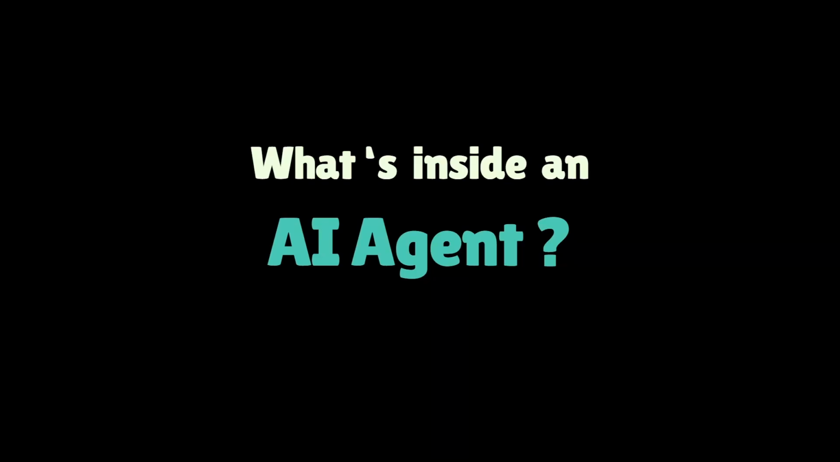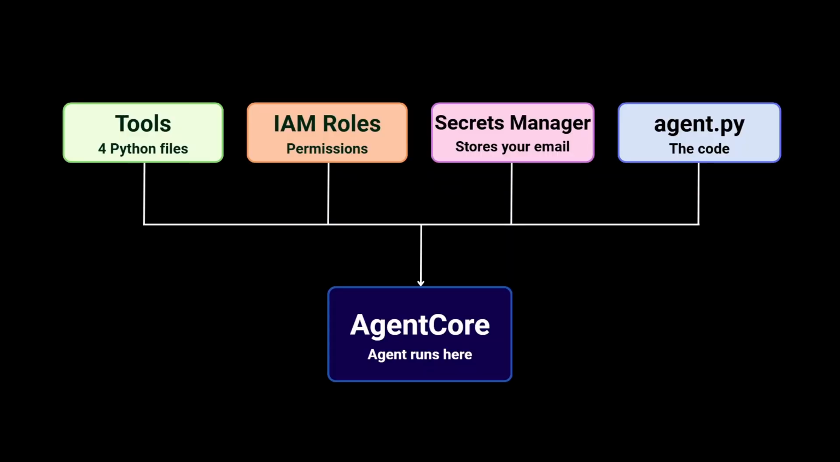In the previous video, you saw the agent investigate a real security event. Now let's open it up and see how it actually works. There are 4 pieces that make the agent work: the tools, the permissions, your email, and the code. If one of these is missing, the agent can't function. Let's start with the tools.